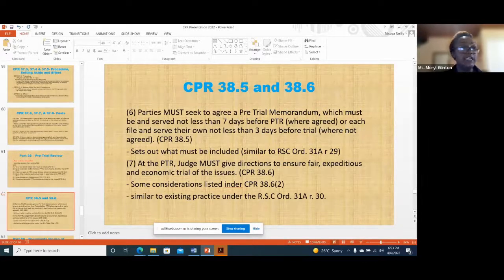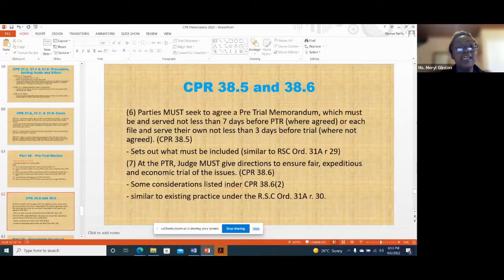There's some similarities between this part and 31A, particularly 31A Rule 29, which sets out what is to be included in that pretrial memorandum. And so you should look at both 35.5 as well as the rules of the Supreme Court to familiarize yourself with that.